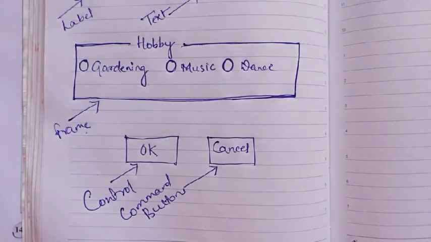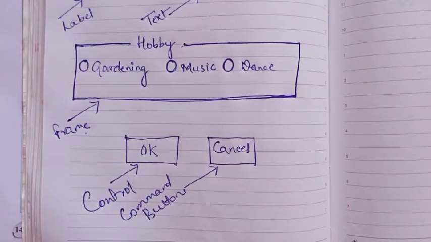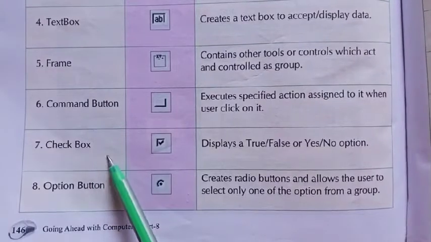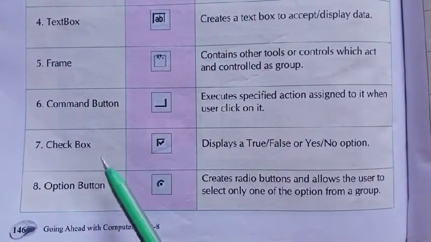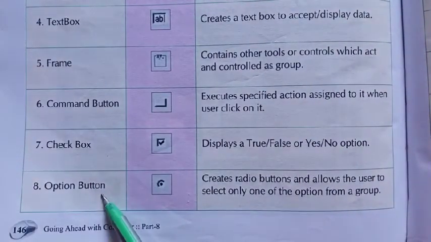So anywhere on the form where the user needs to click, where the user needs to perform any action, there you are going to take the help of the command button control. The next we have the check boxes and the option buttons. You are very familiar with the check boxes and the option buttons.